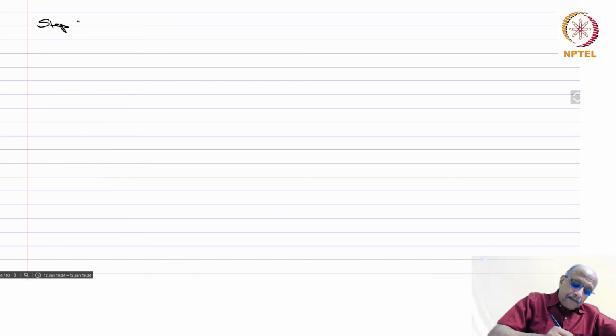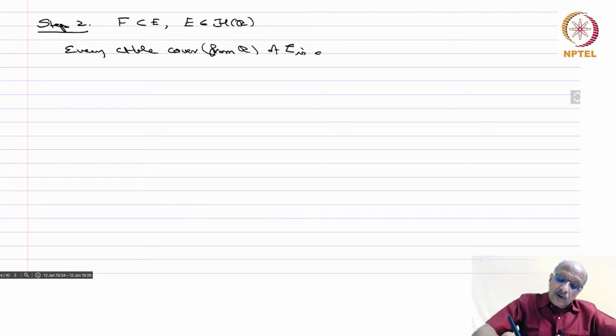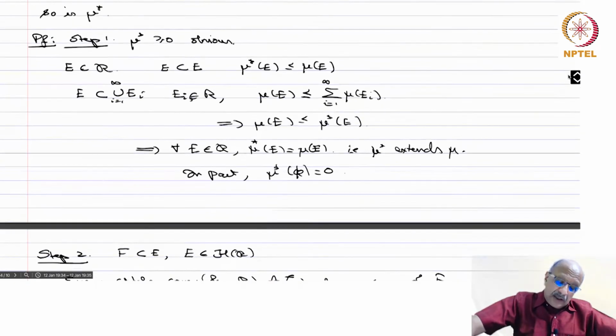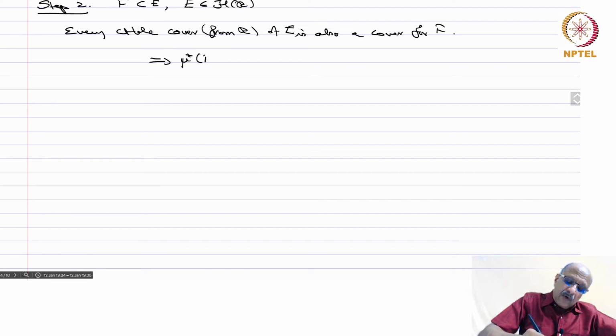Step 2. Suppose F is contained in E, with E in H of R. Then of course, since it's a hereditary sigma ring, F is also in H of R. So every countable cover from R of E is also a cover for F. You are taking the infimum, so your number of covers for F is more than the number of covers for E, and therefore automatically mu star of F is less than or equal to mu star of E. When you are taking the infimum over a bigger set, the infimum will be smaller.